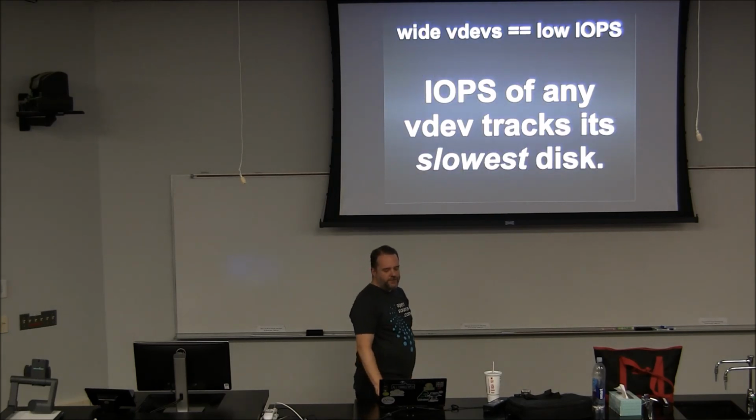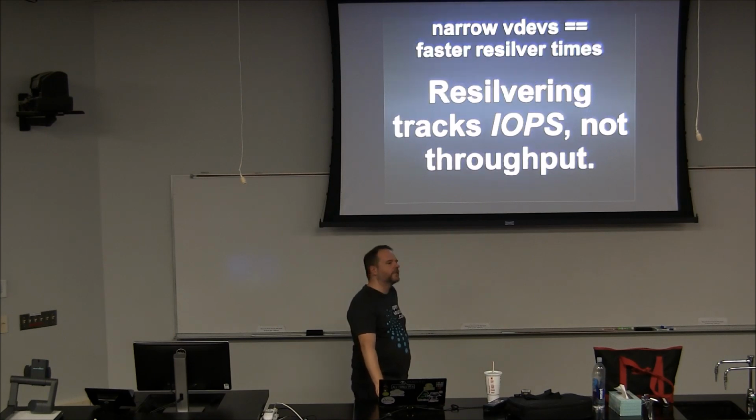So the IOPS of any VDEV tracks its slowest disk. We covered that. Resilvering, which means when you have a disk fail and you replace it, your resilver performance is going to track IOPS, not throughput. So you should be expecting pretty much your worst case scenario. If you're resilvering a disk on your RAID Z1 or RAID Z2 array, you should expect it to perform like a single disk would perform when you're absolutely hammering it, because that's exactly what you're going to be doing.